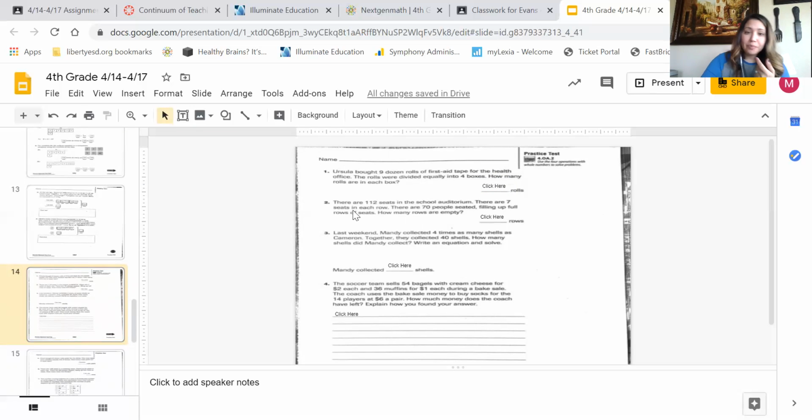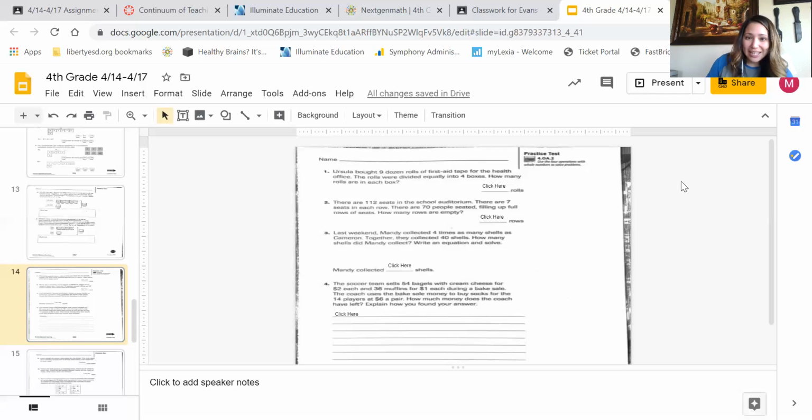All right. Same thing. There are 112 seats in the school auditorium. There are 7 seats in each row. There are 70 people seated, filling up full rows of seats. How many rows are empty? This is also a multiple step problem. Okay, I know you guys are like, oh, but these are the ones we kind of had fun going through those several days. It was a process, but I miss doing that with you guys. So there's 112 seats in the school auditorium, 7 seats in each row.